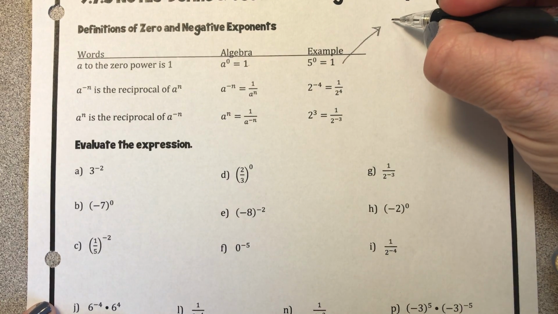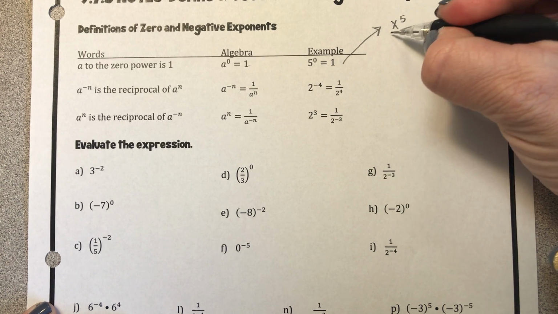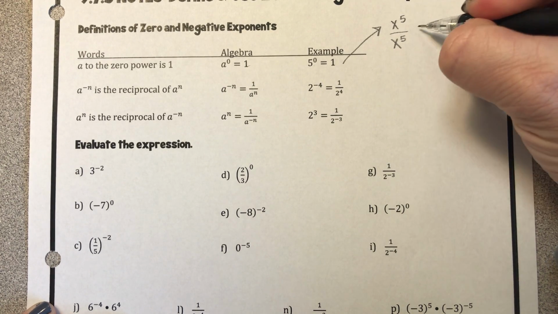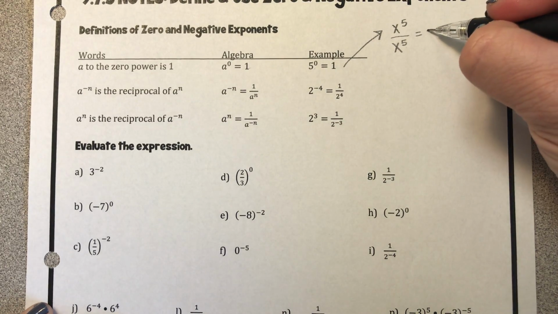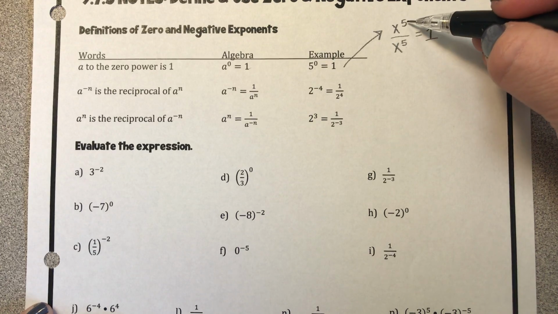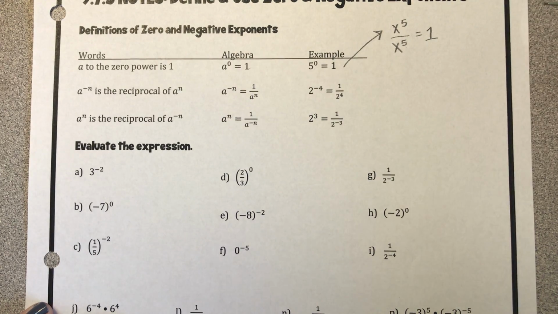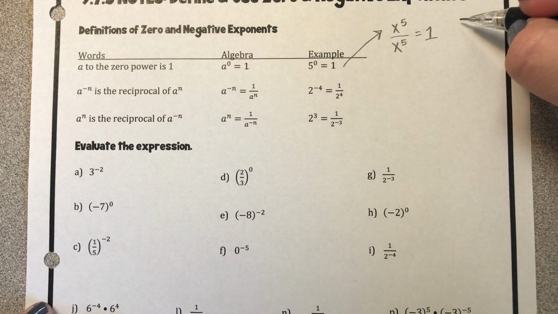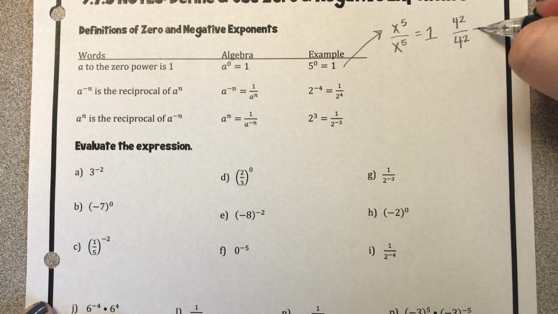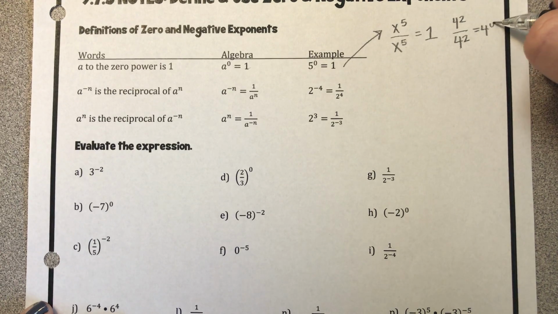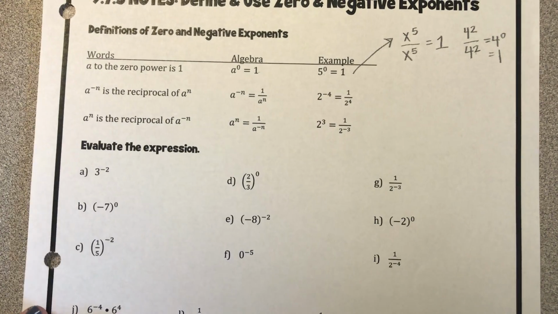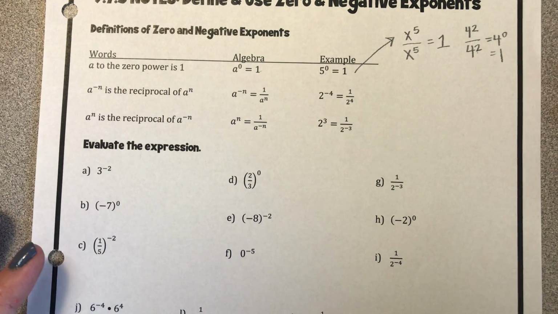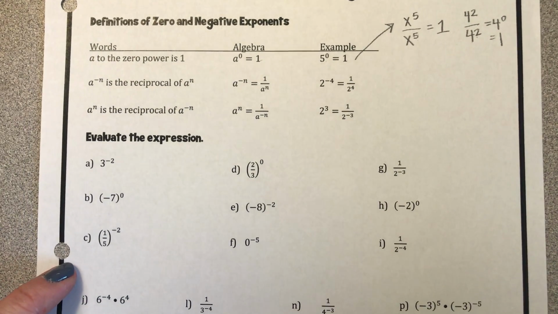If I gave you something like x to the 5th over x to the 5th, how many times can x to the 5th go into x to the 5th? 1 time, right? And 5 minus 5, if I subtracted that, would be x to the 0. Or if I told you 4 squared over 4 squared, well, 2 minus 2 is 0, and I know that 16 goes into 16 1 time. That's why that works. Anything to the 0 power is 1.